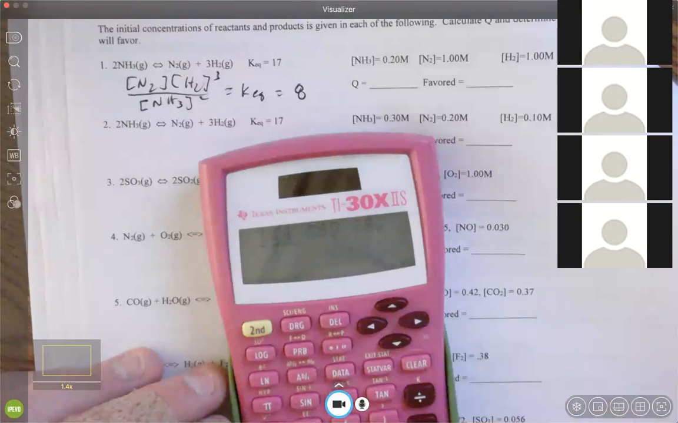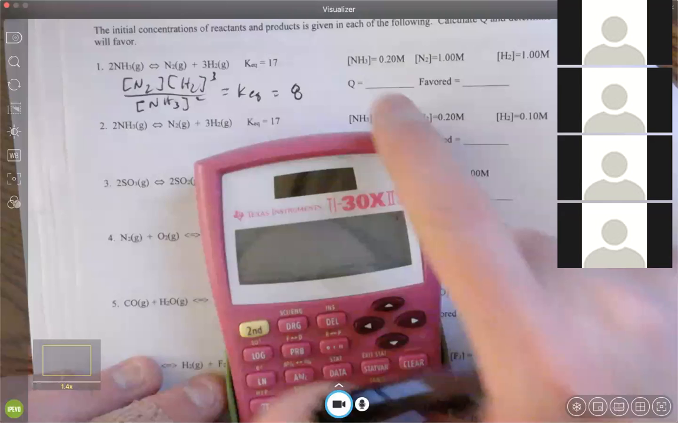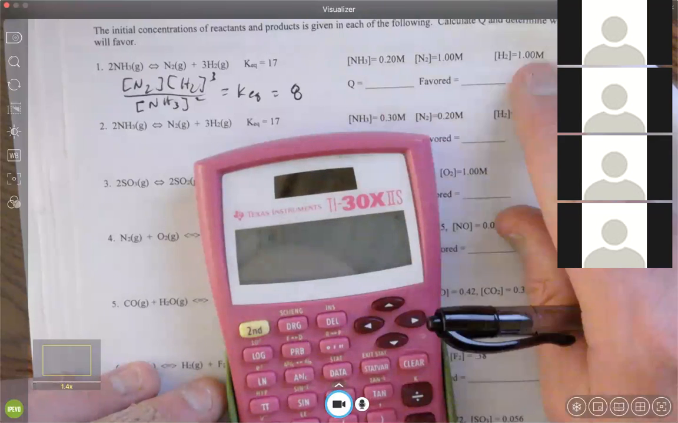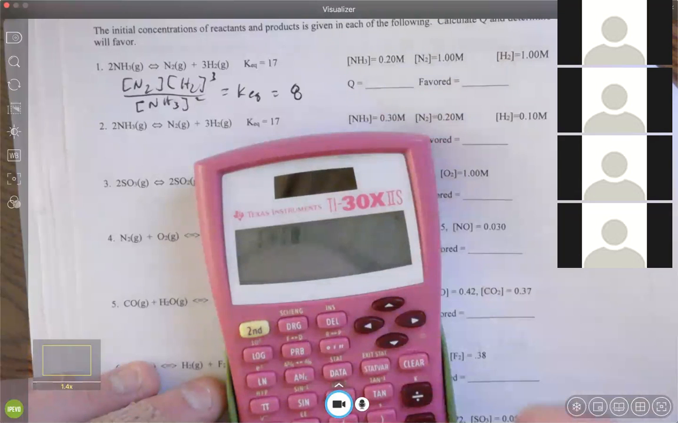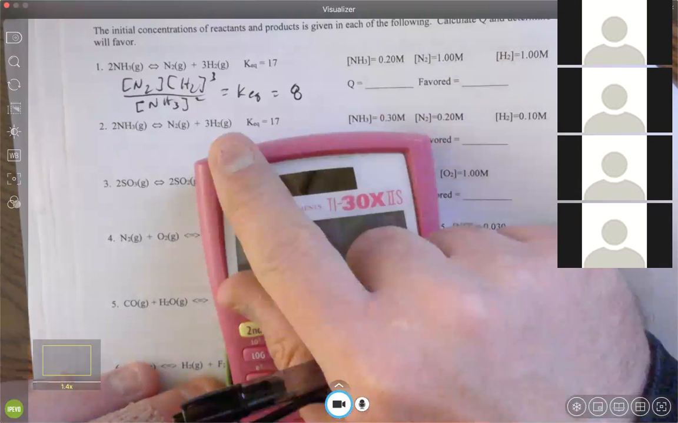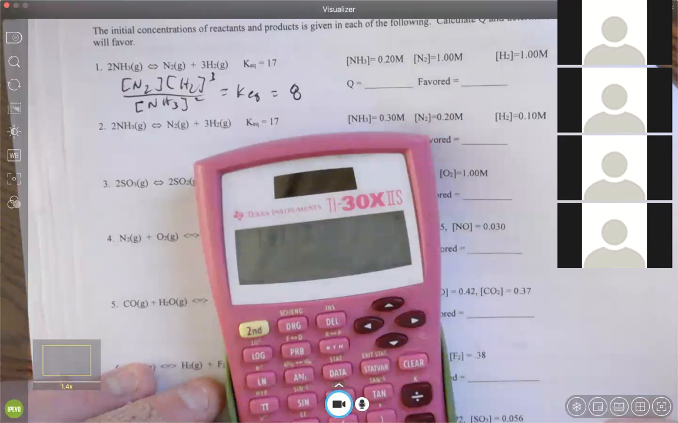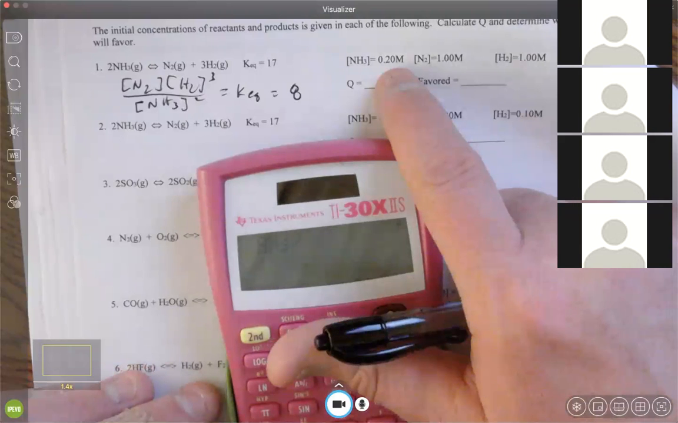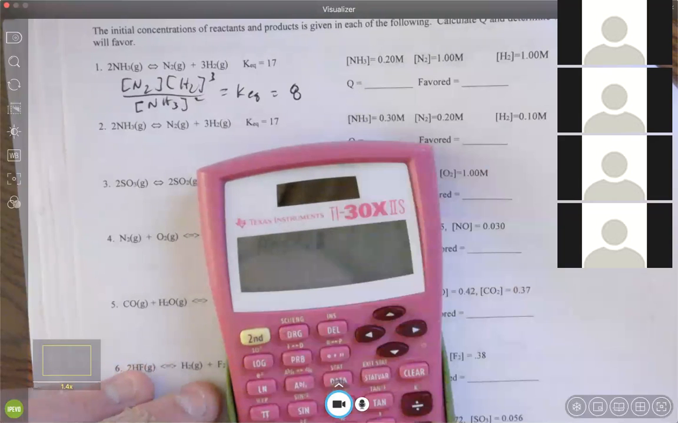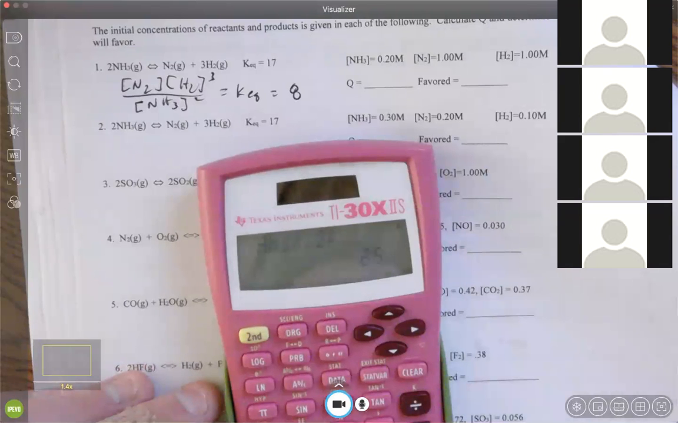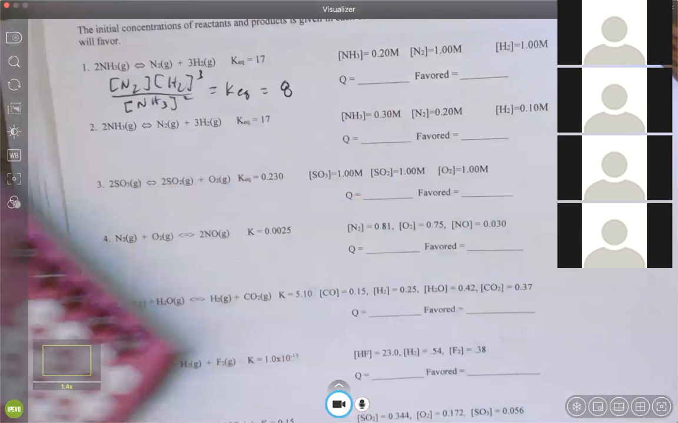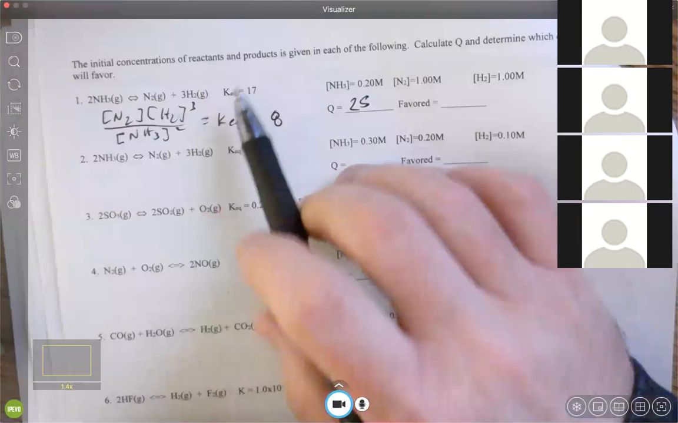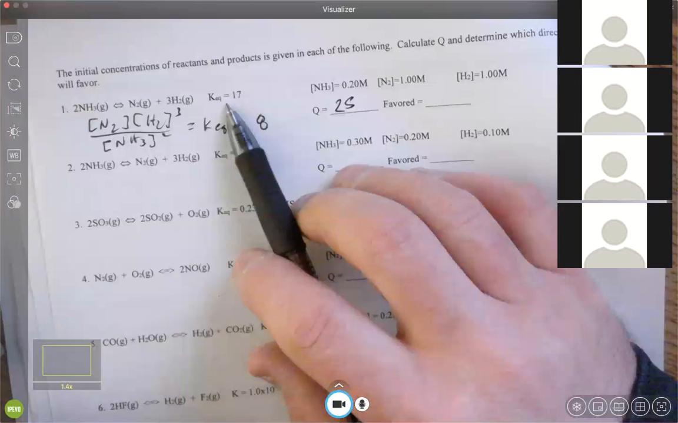So then we will clear, and we will put in 1 times 1 cubed, divided by 0.2 squared. I did pick the easiest one ever, right? So we get 25 for that. So Q equals 25. Q is greater than 17.